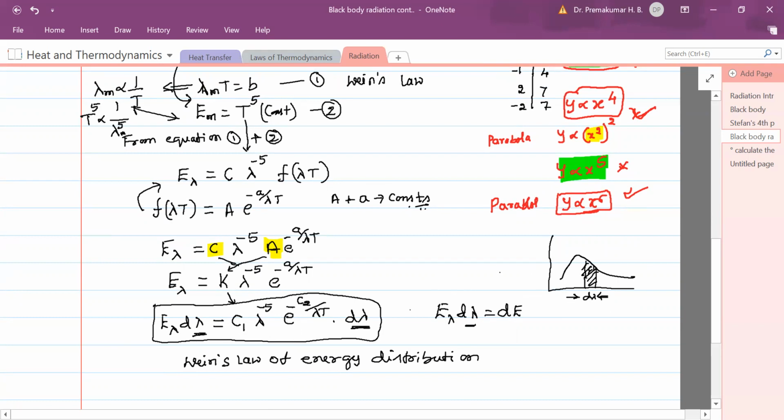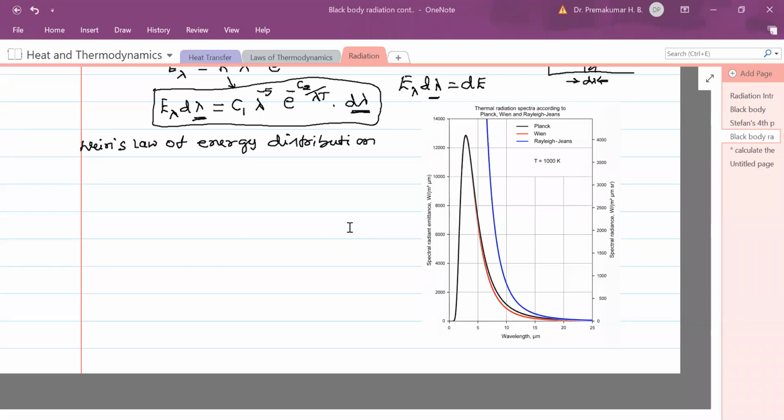Okay, the energy of the entire curve, starting from lower wavelength to extreme wavelength. Now, by considering this expression, if you plot a graph, you can see the thermal radiation spectra according to Planck, Wien and Rayleigh-Jeans. Next Rayleigh-Jeans comes, we'll come to that same graph, maybe the same figure can be posted there also while we are explaining this.